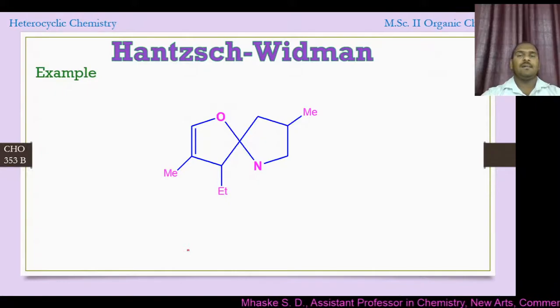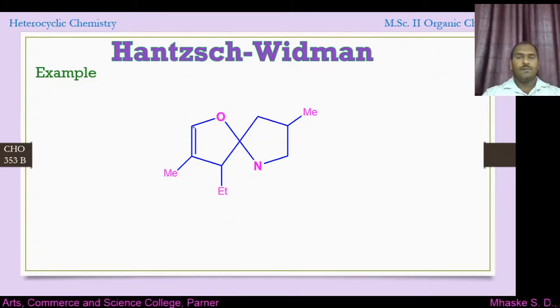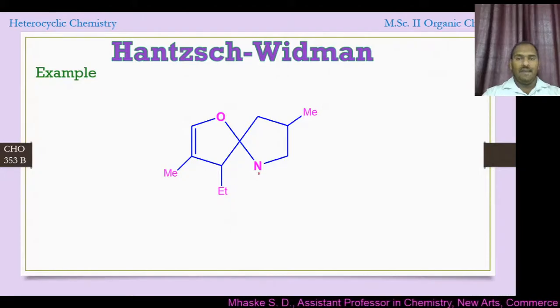Now let's take this example and find out what will be the name of this compound. So how to go for the nomenclature? Now see, Spiro is the basic compound. Oxygen and nitrogen are the two heteroatoms present in the cycle. So we are first counting the total number of atoms. So 1, 2, 3, 4, 5, 6, 7, 8 and 9. So nonane is the parent, right?